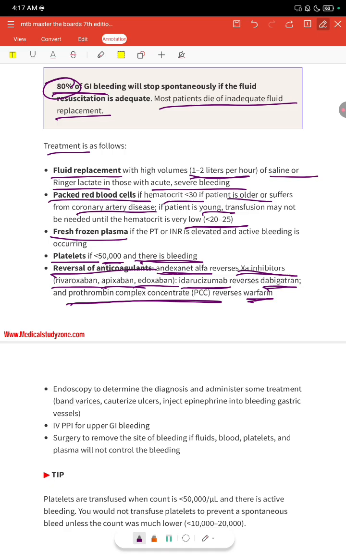So if the bleeding is due to the use of anticoagulants, if the patient has taken one of the Xa inhibitors, that is rivaroxaban, apixaban, and edoxaban, you go for andexanet alfa. And if it is due to the use of dabigatran, you go for adalimumab. And if it is due to warfarin, you have to reverse its effect by using PCC, prothrombin complex concentrate.